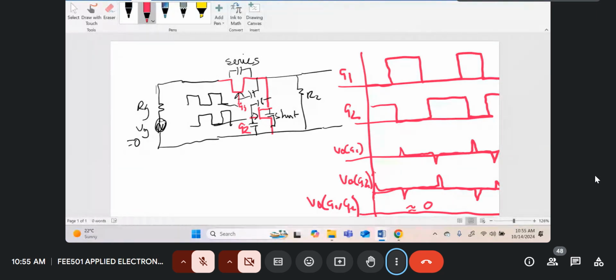So in other words, the series shunt configuration offers the best switching spike performance, because the switching spikes caused at the output as a result of the interelectrode capacitances tend to be almost the same in magnitude, but opposite in polarity. In other words, the series shunt configuration gives us the best spike performance of all the other switching configurations.